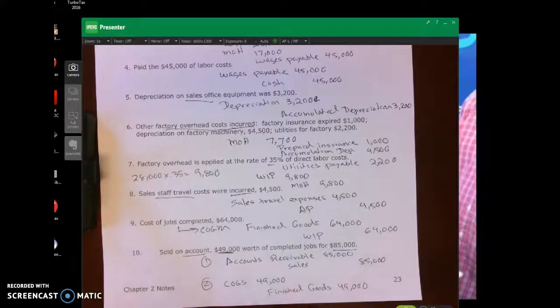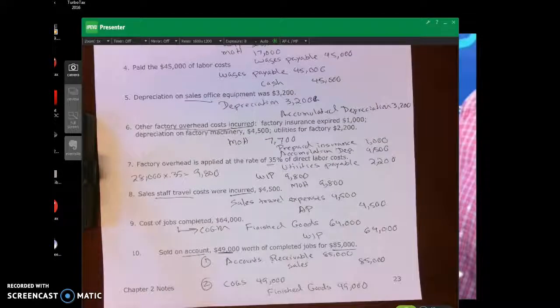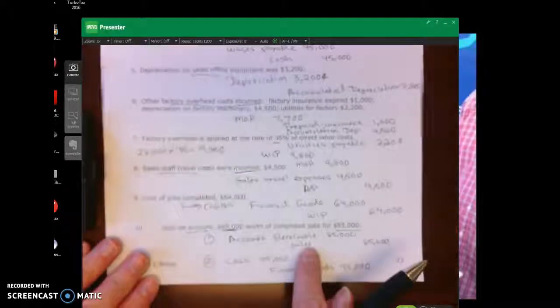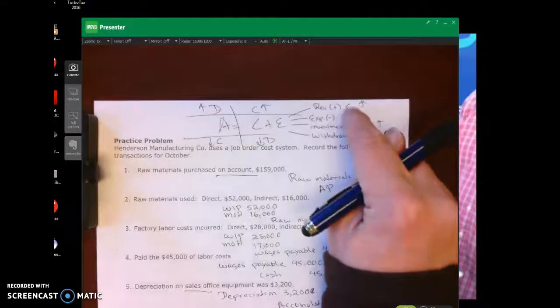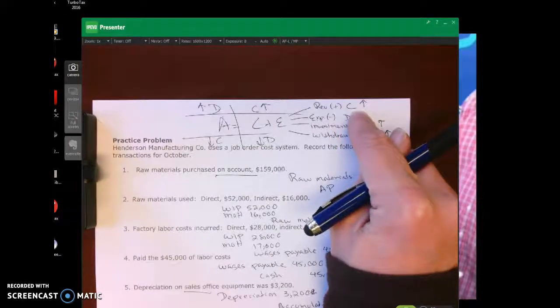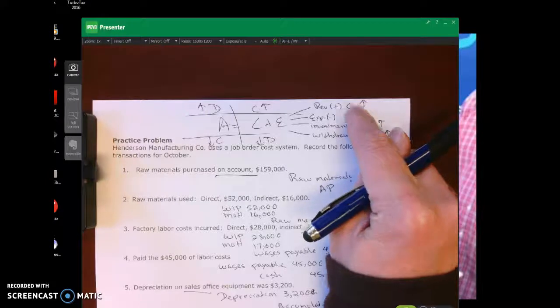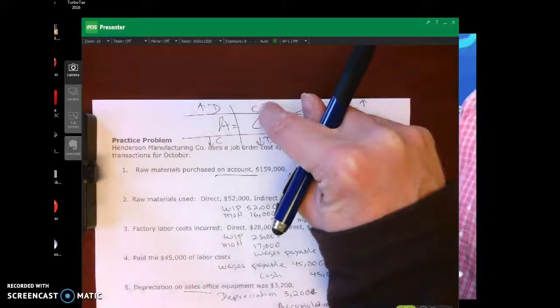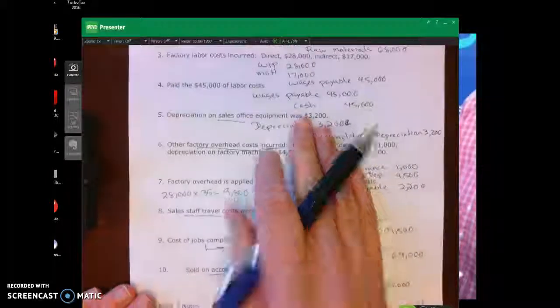Whenever it says sold on account, that means accounts receivable. Accounts receivable is an asset. The way accounts receivable is going up, the way I make an asset go up, is with a debit. And then, of course, sales is revenue, and sales are going up, so I credit any revenue account when it's going up, because as revenues go up, equity goes up. Okay? So that explains the first journal entry.